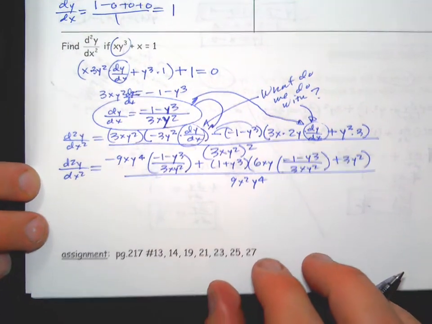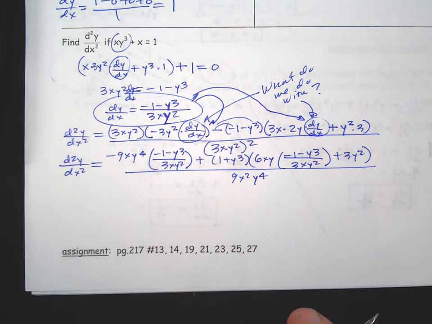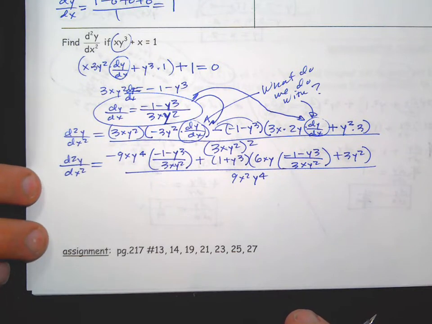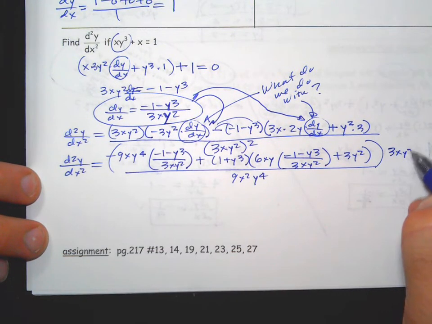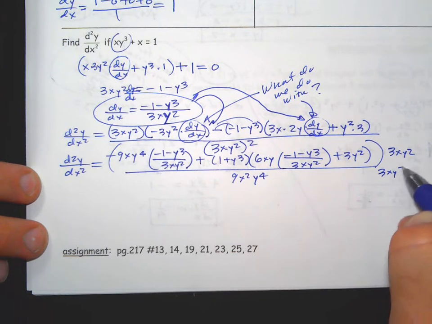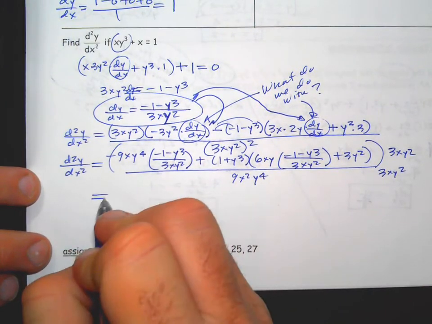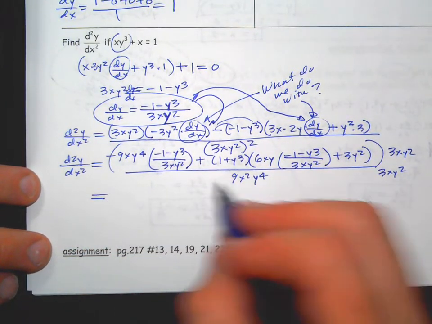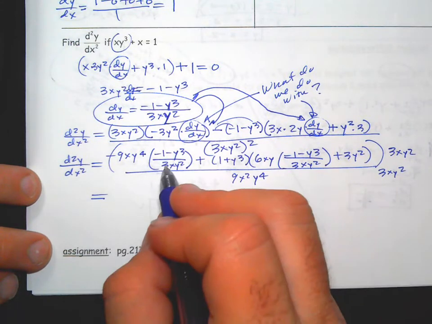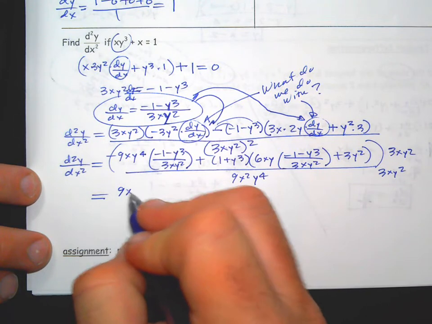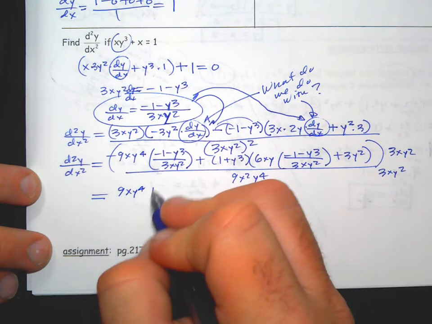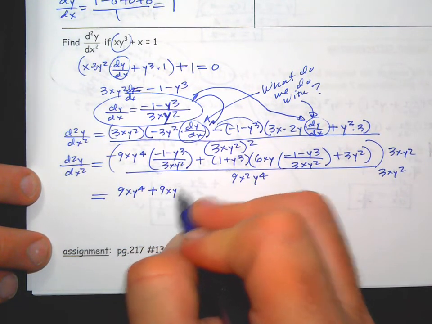So we got rid of all the dy dx's, but now we have complex fractions and it's pretty ugly. So let's see if we can clean this up even more. I mean, this is kind of gross. Now, what I would do is multiply the top and bottom by 3xy squared. That's the way to get rid of complex fractions. So if we did that, it gets distributed to everything. So it gets distributed here, and those cancel each other out. So you get positive 9xy to the fourth plus 9xy to the seventh.